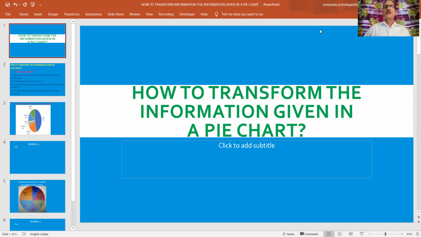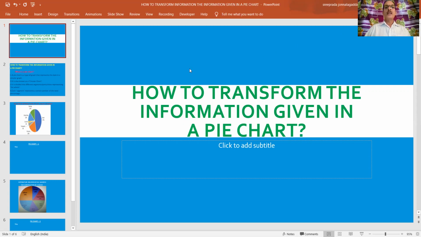Video on how to transform the information given in a pie chart. In the examination, a pie chart is given. So a pie chart has some information in non-verbal form, that means not in written form. In the form of a picture, the information is given. And when you transform this information into a paragraph, what are the steps you have to follow?